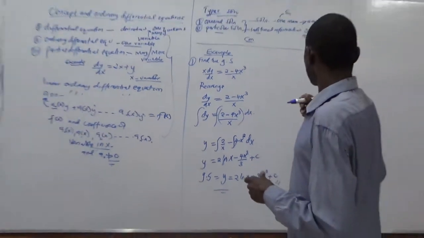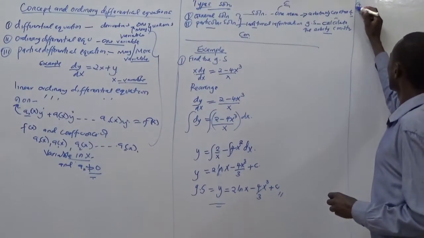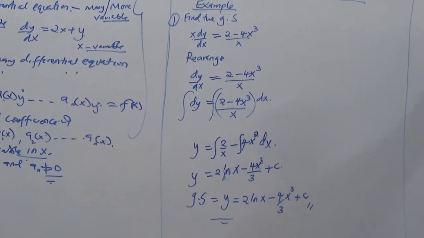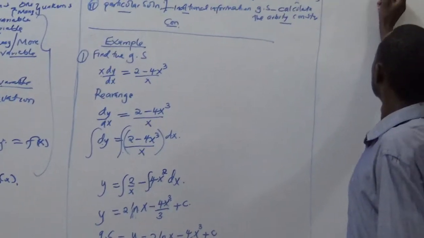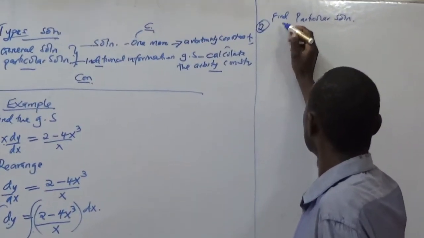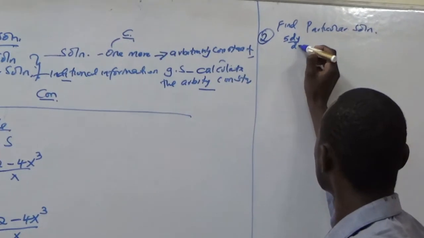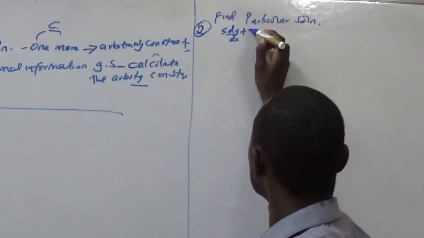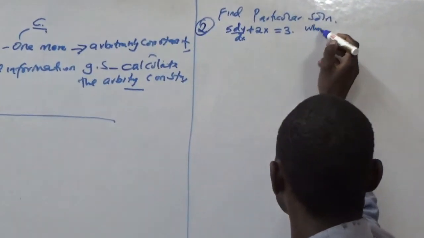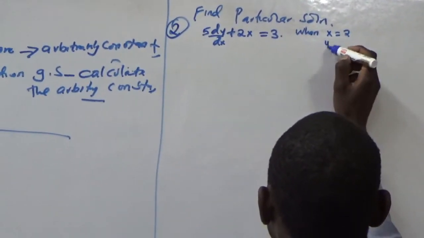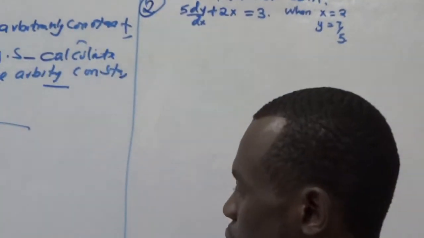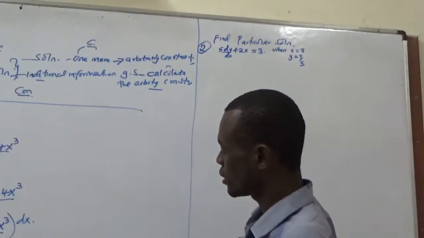When you consider the second example, let's use our second example as you have been given to find the particular solution. Let's say you have an example of 5 dy over dx plus 2x equals to 3. Then you are given when x is 2 and y is 7 over 5. So the first thing, follow the same procedure, find the general solution first and then the particular solution.